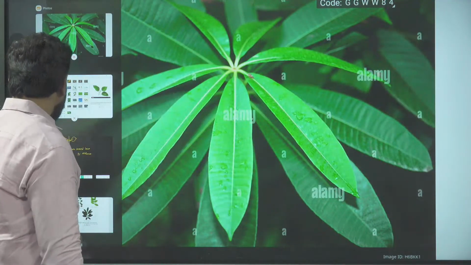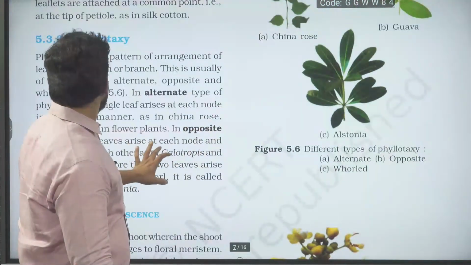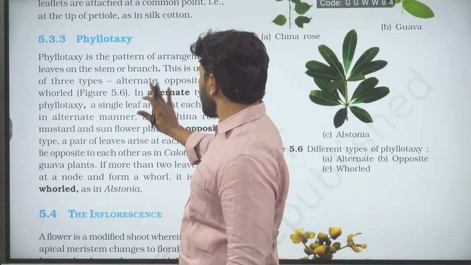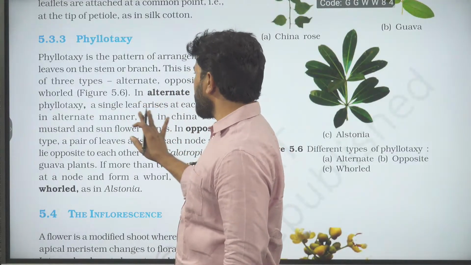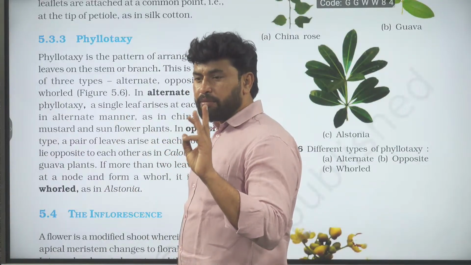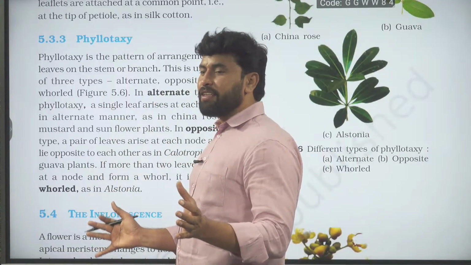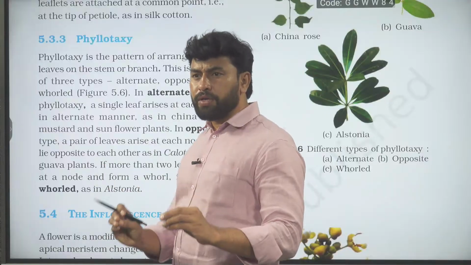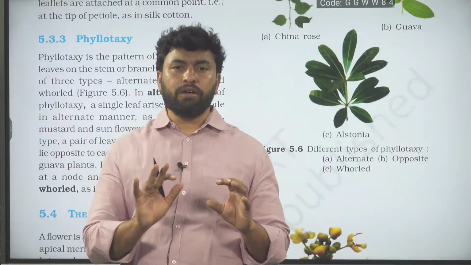Let us check this content given in our NCERT book. Phyllotaxy is the pattern of arrangement of leaves on the stem or a branch. This is usually three types: alternate, opposite, whole. Careful, it's not that only these three types exist in nature. Within opposite, so many varieties are there. Within alternate, so many varieties are there. They just wanted to give you an idea that there are some varieties of arrangement of leaves on the stem.